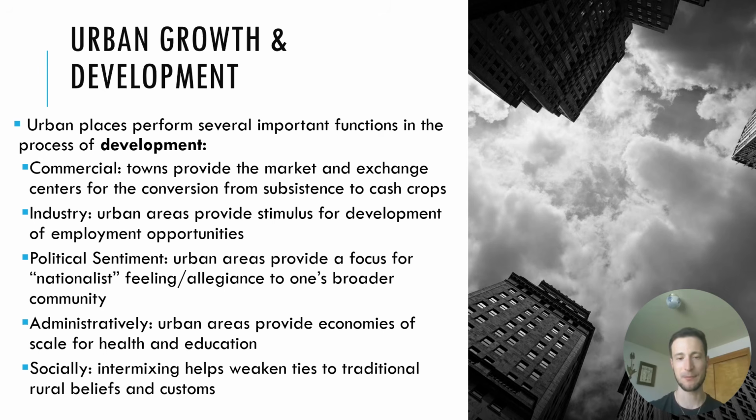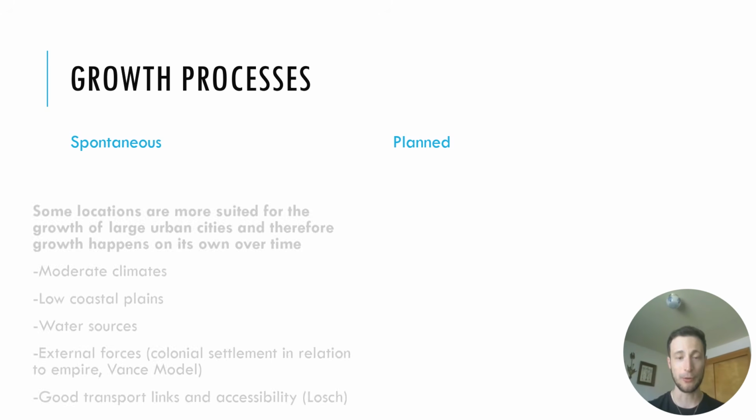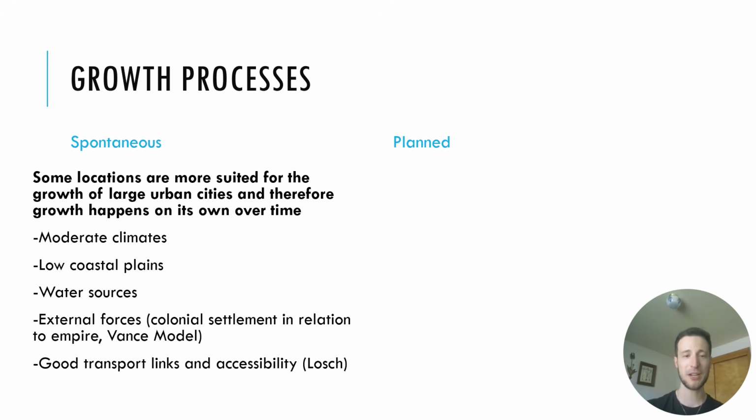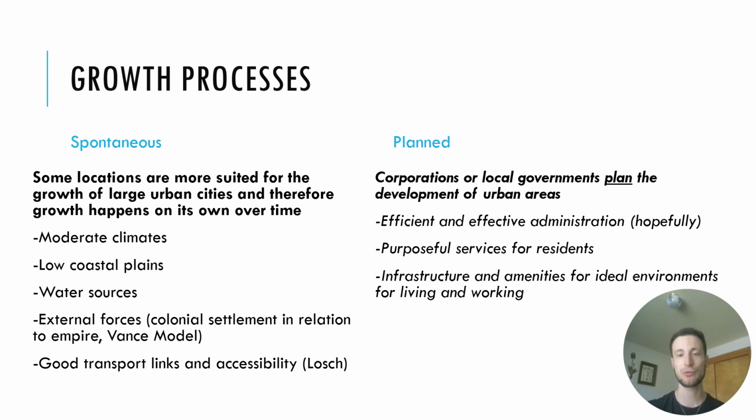And socially, it ends up having people weaken ties to traditional rural beliefs, and you see this mixing of cultures. Growth processes, they're spontaneous. Most places are going to have spontaneous growth, and then they will start to plan it outwardly after that. So most things start because there are positive attributes that are attractive for growing an urban area, and they grow spontaneously. And then there are also elements of planning, though you can also have true planned communities where corporations or local governments plan the development. So growth processes is another characteristic of urban environments.